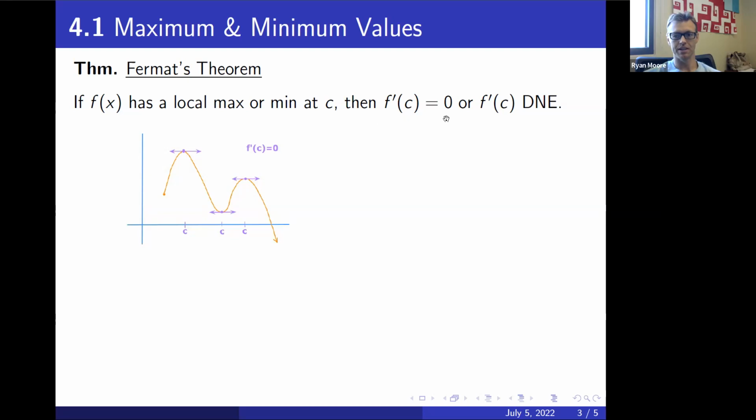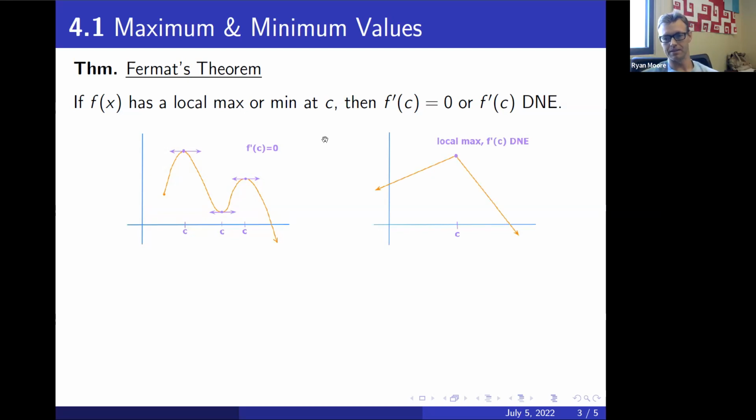And so f prime of c would equal 0 for each one of those local maxes and the local min. Okay, so if there is a local max, then we know one possibility is your derivative there might equal 0. What about a derivative not existing? Well, that could happen at a cusp.